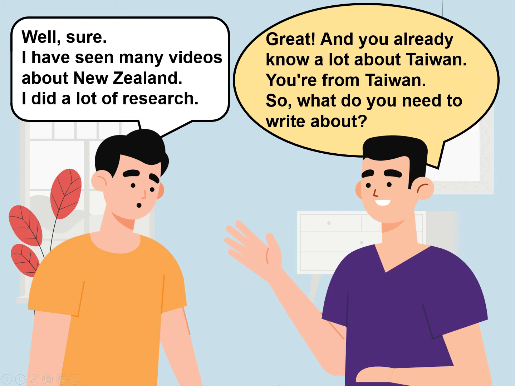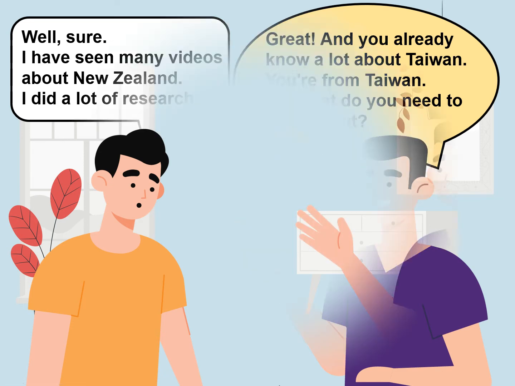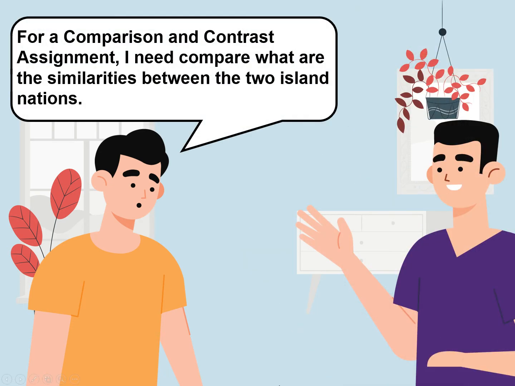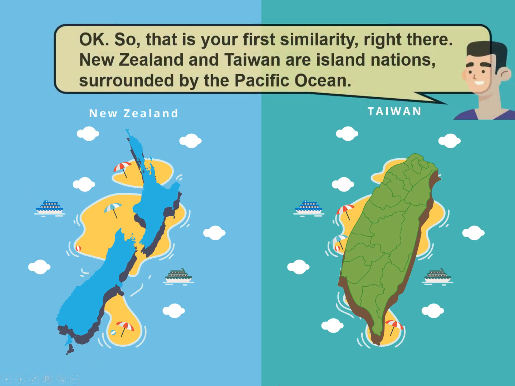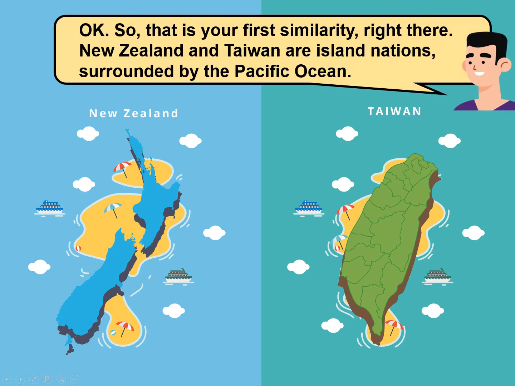Great! And you already know a lot about Taiwan. You're from Taiwan. So what do you need to write about? For a comparison and contrast assignment, I need to compare what are the similarities between the two island nations. Okay, so that is your first similarity right there. New Zealand and Taiwan are island nations surrounded by the Pacific Ocean.